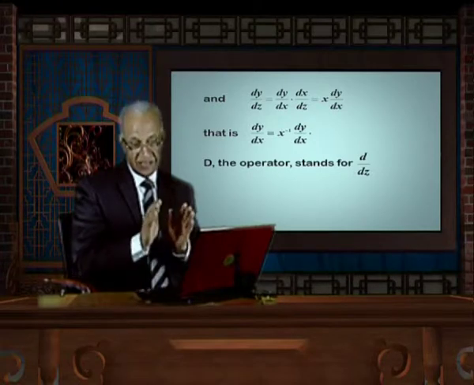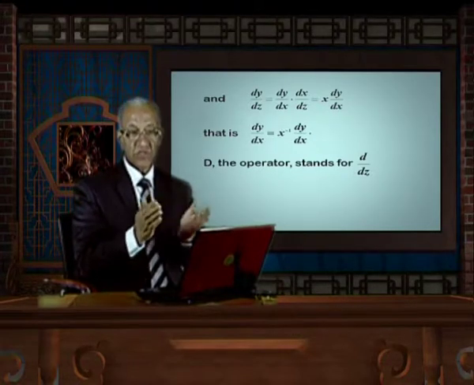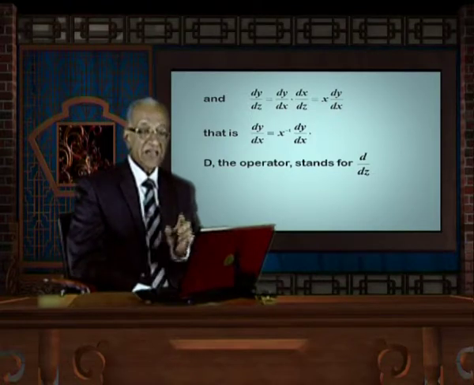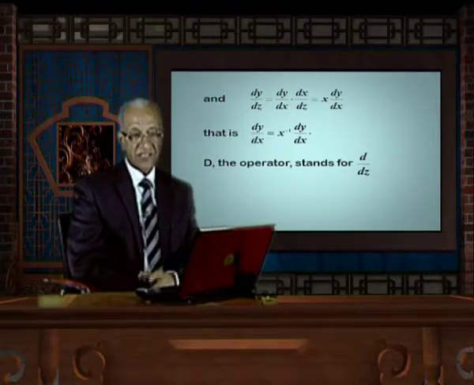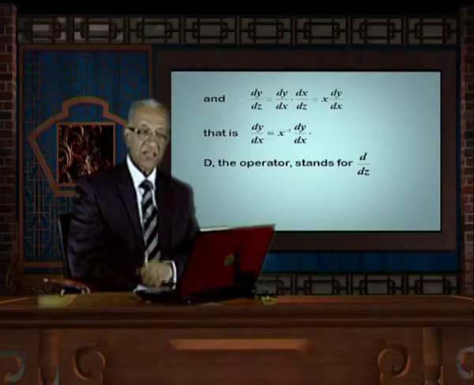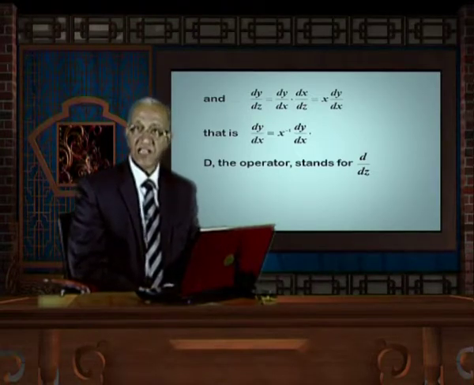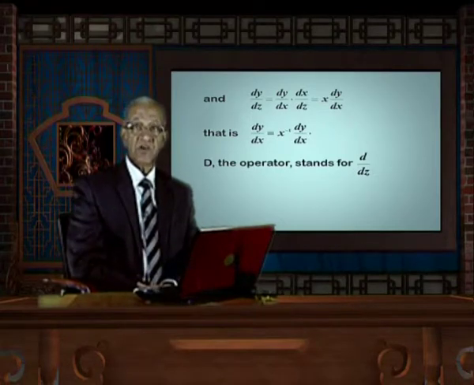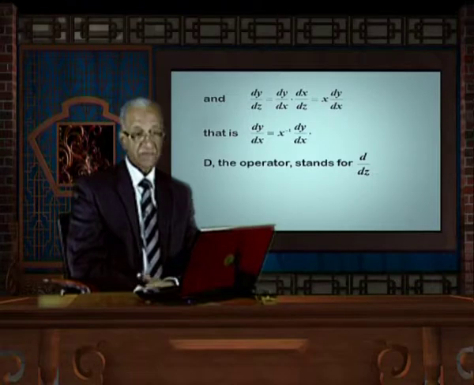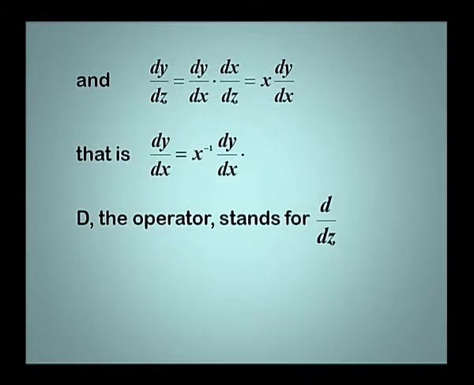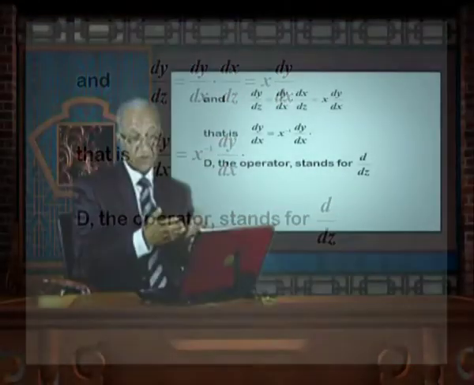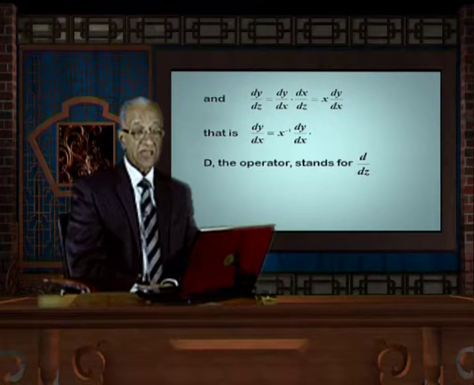Mind it that the term which you are seeing in the middle, this dy upon dx into dx upon dz, does not mean that the dx and dx from numerator and denominator will get cancelled. They don't, because a derivative is not a fraction, it's a ratio. And therefore, we say that dy upon dx is pronounced as d by dx of y, in other words, the rate of change of y with respect to x. And therefore, we write here that it becomes dy upon dx equal to x to the power minus 1 dy upon dz.